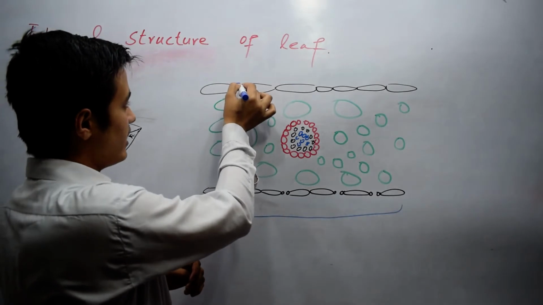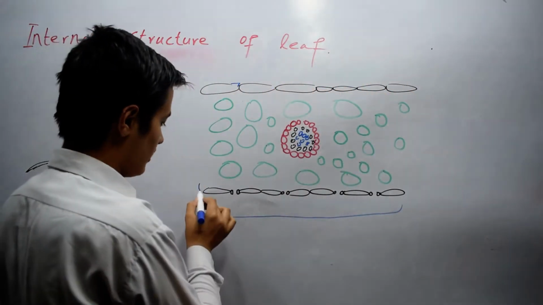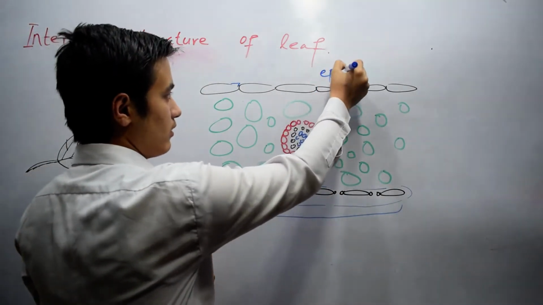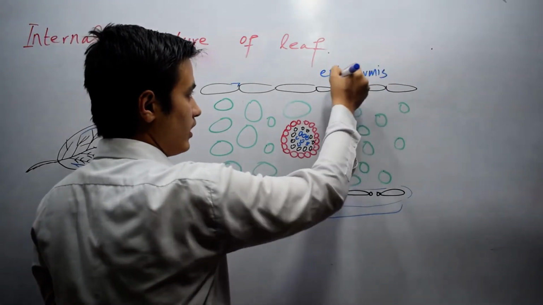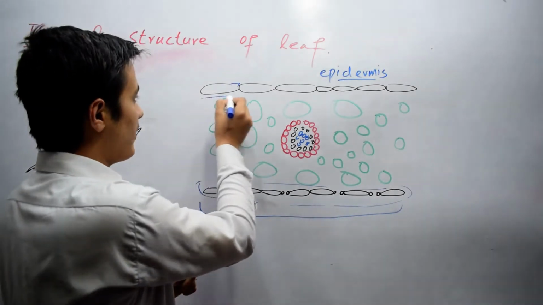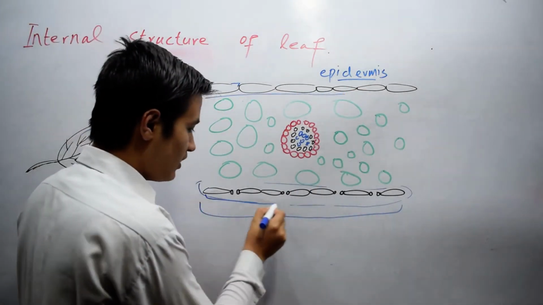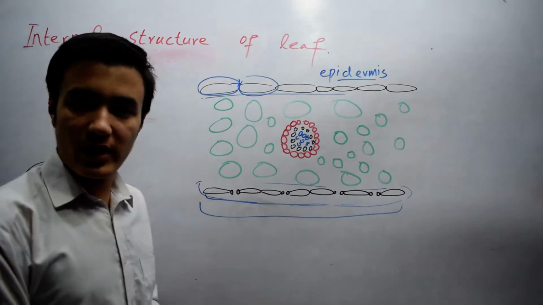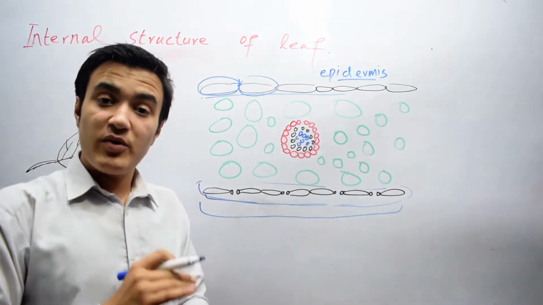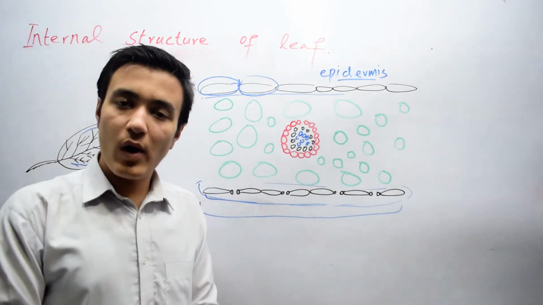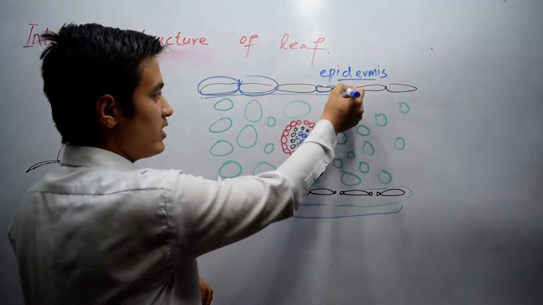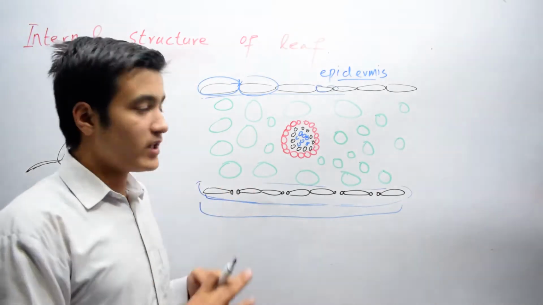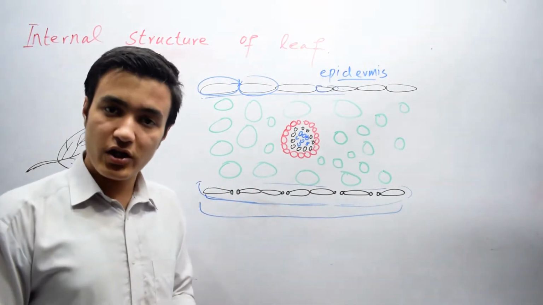Let's start from here. This whole part is present, and this whole part is present. These both are known as epidermis. This is the upper epidermis and this is the lower epidermis. You can see in the diagram that the epidermis tissues are closely packed to one another, basically providing a little protection for the leaf. So it was the first part of the internal structure of the leaf.